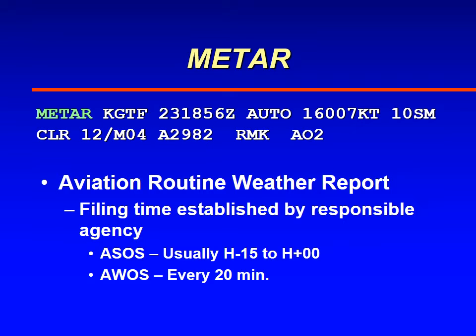Typically, your routine weather reports, your hourly reports, come out usually anywhere from 15 minutes to the top of the hour, in other words, from 45 minutes after the hour all the way up to the top of the hour. And those are typically made by ASOS machines or also by human weather observers. Whereas if it is an AWOS machine and it's hooked up to the national grid, in other words, it has a data link coming out of it, then AWOS machines will report weather observations every 20 minutes.